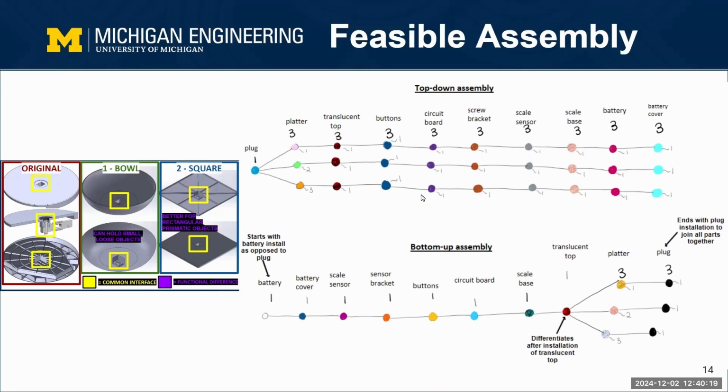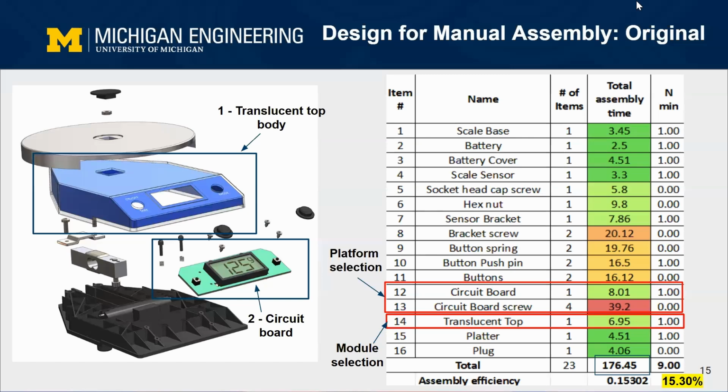Edited from the interim report, callouts have been included to showcase the major changes from the top-down assembly process to the bottom-up assembly process. We first conducted design for manual assembly analysis for the original scale design to obtain the assembly times shown in this table.